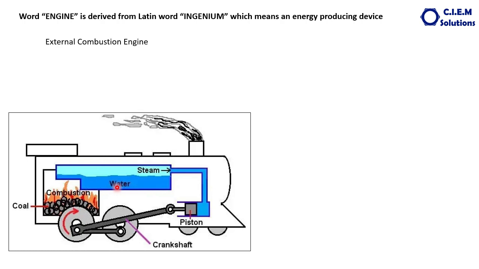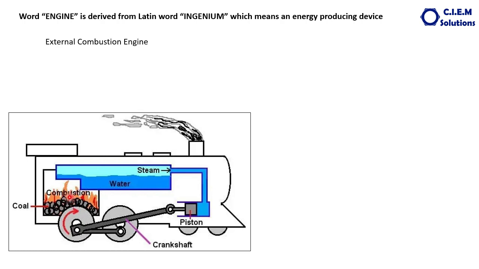If you see this locomotive steam engine, you can see the old locomotives in the movies, or even somewhere it is displayed in front of major railway stations. Those engines used to run with a boiler and coal. What does external combustion engine mean? The name itself is telling us combustion takes place externally, outside the engine. So there will be a boiler filled with water, and that boiler is heated with coal or some other fuel, mostly coal.